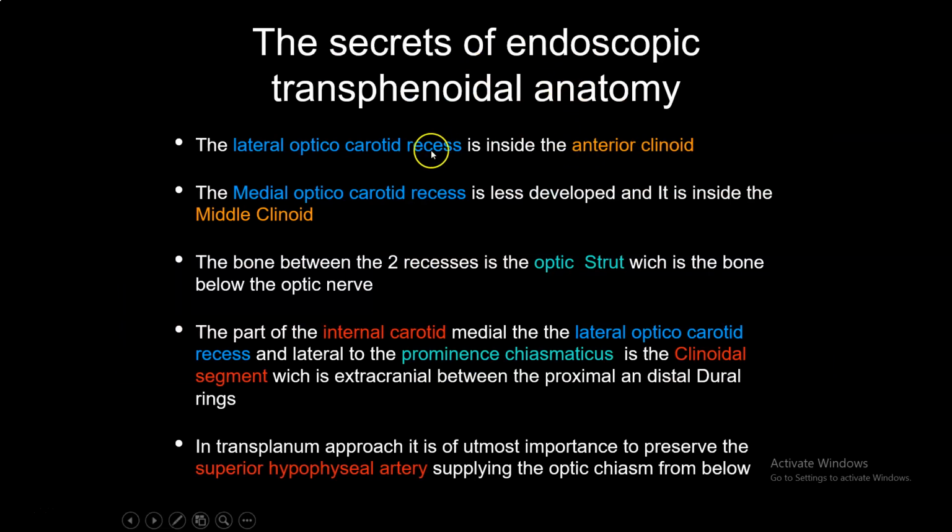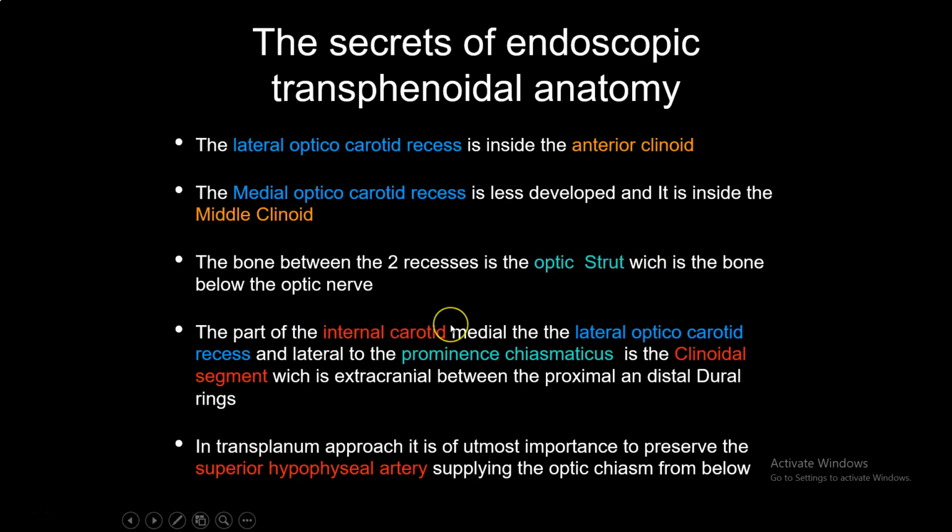More secrets. The lateral optic carotid recess, as we said, is inside the anterior clinoid. The medial optic carotid recess is less developed, as it is inside the middle clinoid, as we said. The bone between the two recesses is the optic strut. Actually, it's not between the two recesses. It is on the undersurface of the optic nerve. It's called the optic strut. You remove this bone, you can expose the optic canal transsphenoidal.